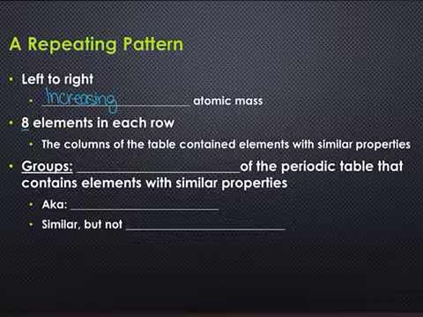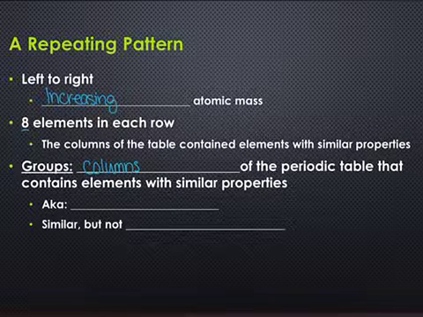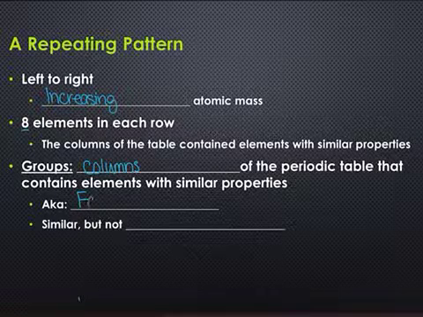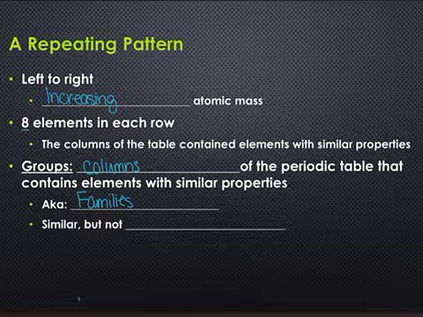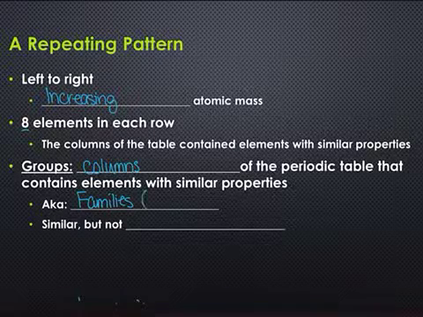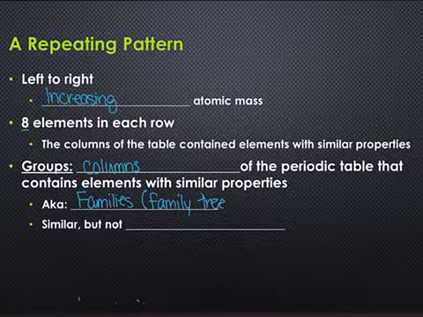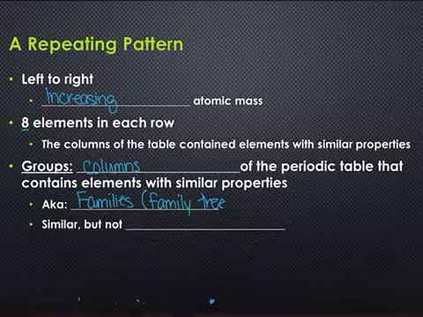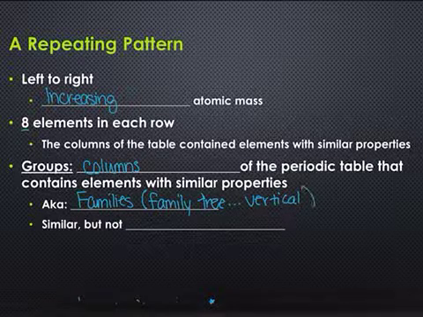And so we call those columns groups, and they're the columns on the periodic table that contain elements with similar properties. Sometimes we call them families. This one's easy for me to remember because I think of a family tree, or a tree in general, is a vertical thing, just like a column.